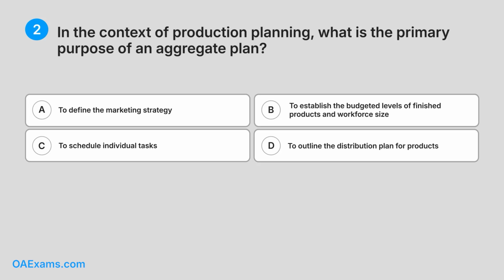A. To define the marketing strategy. B. To establish the budgeted levels of finished products and workforce size. C. To schedule individual tasks. D. To outline the distribution plan for products. Can you guess the answer?